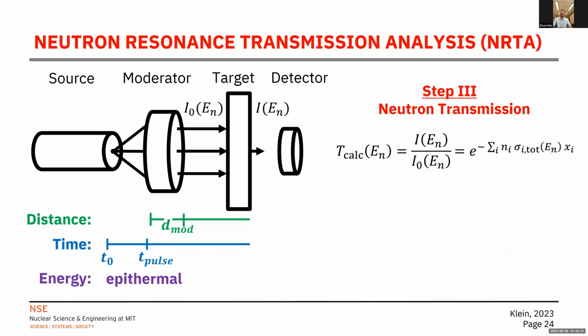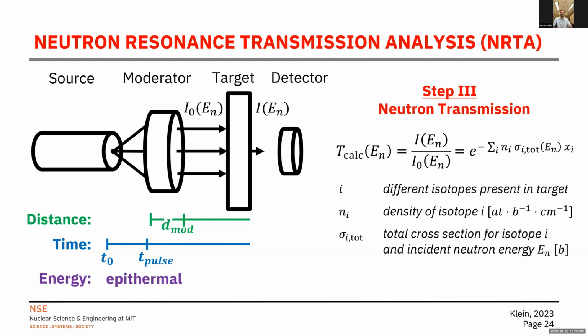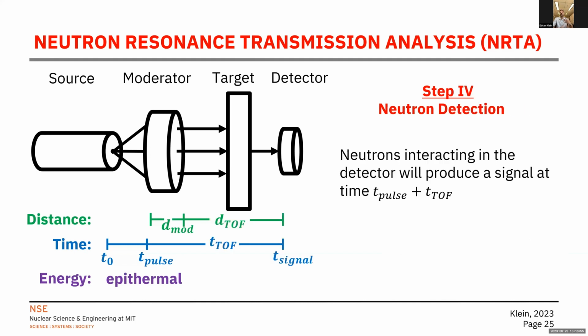So that ratio is going to be an exponential attenuation that's going to be based on a few different factors. It's going to be based on i here, the different isotopes present in the target, the densities of those individual isotopes, the total cross sections for those isotopes, which are going to be a function of energy, as we saw in the previous slide, and also the thickness of those independent layers. So the main thing to note here is that the transmission of neutrons at specific incident neutron energies is going to be highly dependent on the target composition. That's very helpful for us if that's what we're trying to infer. So step 4 now is to actually detect those neutrons using a neutron sensitive detector, and those are going to produce a signal at time t signal here.